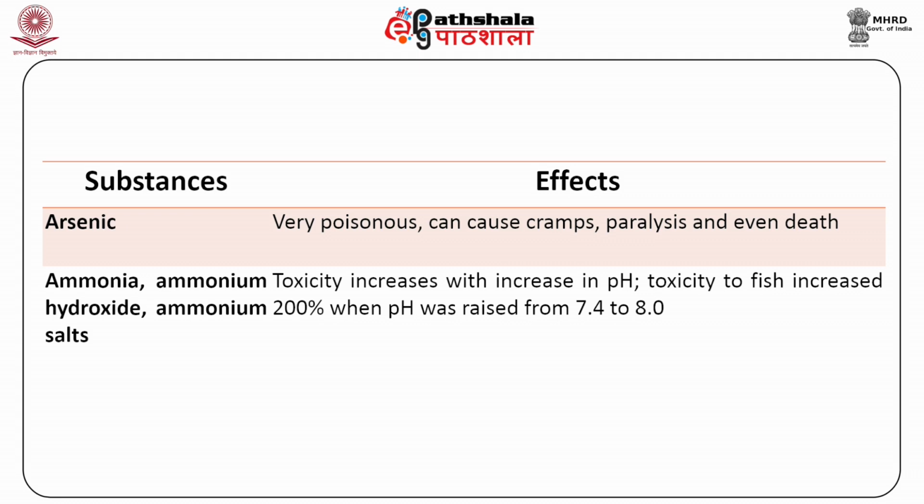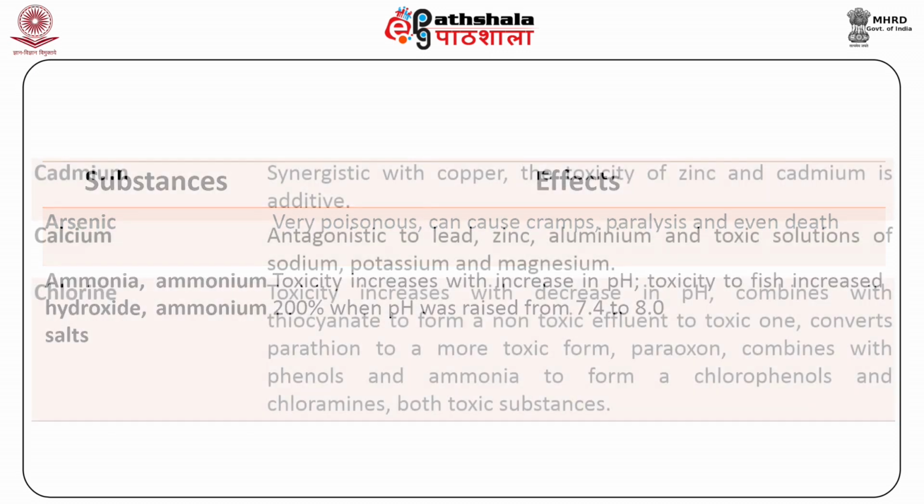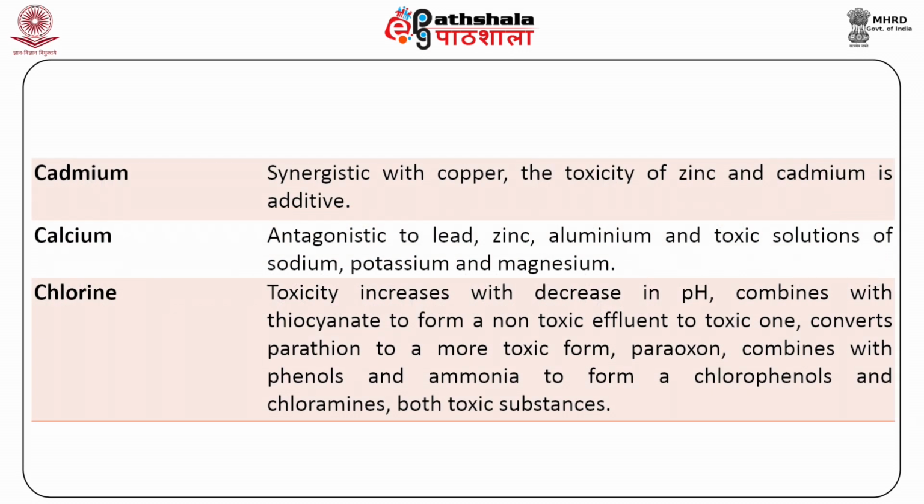Now, ammonia, ammonium hydroxide and ammonium salts, these are also toxic, and toxicity increases with increase in pH. The toxicity to fish increased by 200% when the pH was raised from 7.4 to 8. Calcium is antagonistic to lead, zinc, aluminium, and toxic solutions of sodium, potassium, and magnesium. In case of chlorine, the toxicity increases with decrease in pH.